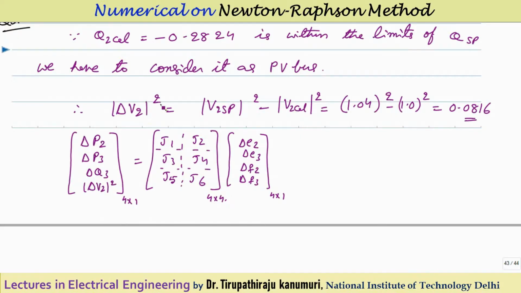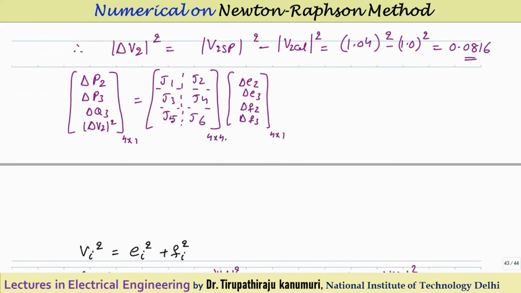What is delta V2 square? Delta V2 square is V2 specified square minus V2 calculated square. In the numerical they have mentioned that V2 is fixed as 1.04, that means V2 specified, and in the approximation we have approximated it as 1.0. The difference of the two squares will be 0.0816. So that is delta V2 square. Got it? Let us try to calculate J5 and J6 corresponding to delta V2.